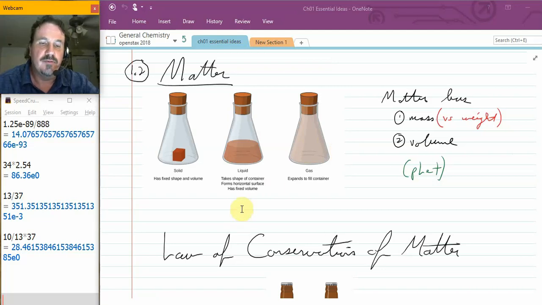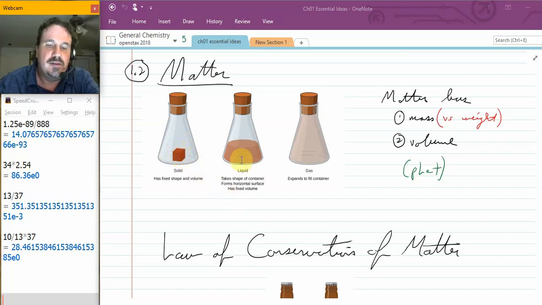Matter would come in different phases or states, such as what's shown here. We've got the solid, the liquid, and the gas phase. Solid, as defined here, has a fixed shape and a volume. So you see this little cube of matter sitting down in the bottom of the flask. It doesn't stretch out, and its shape stays the same, so it's fixed both.